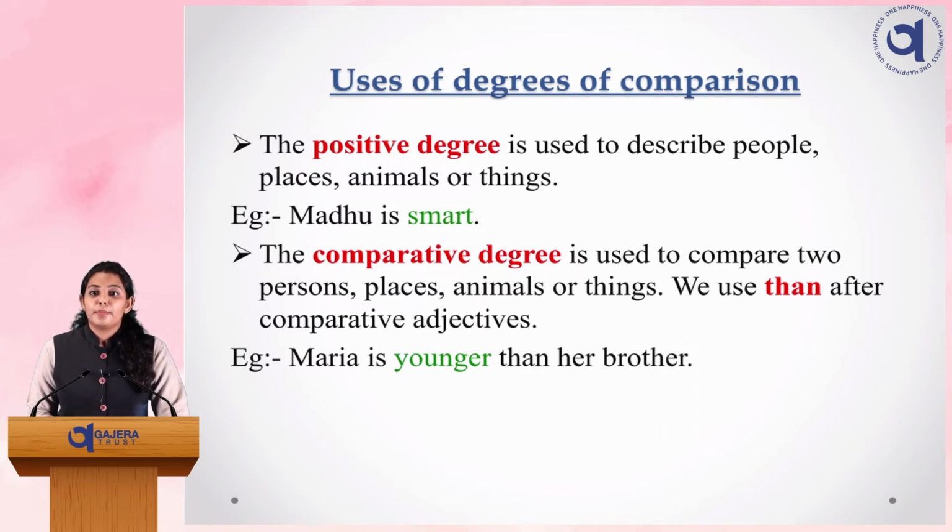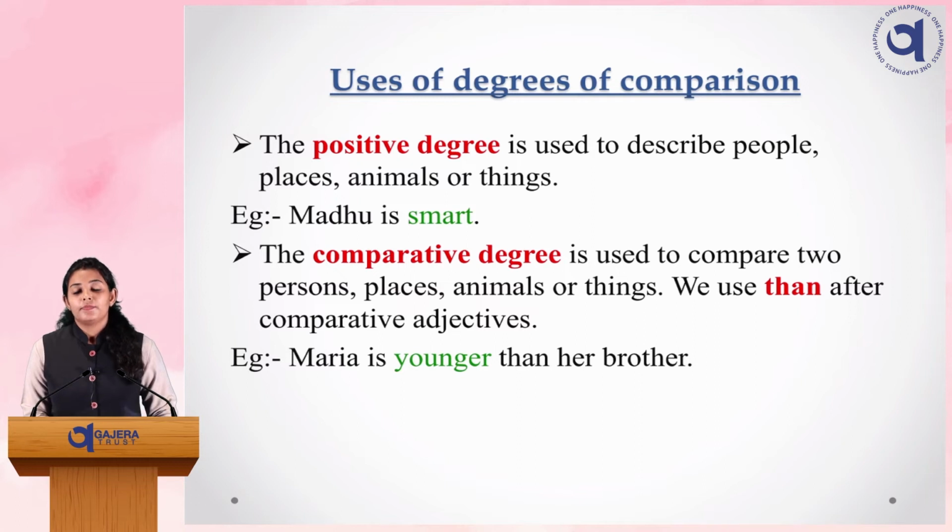It is used to compare two persons, places, animals or things. We use "than" after comparative adjectives. So in the comparative degree we can compare two persons, two places, two animals or two things. Here we use "than" after comparative adjectives. See the example, students: Maria is younger than her brother.